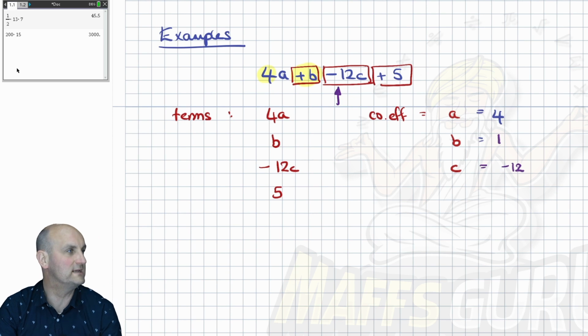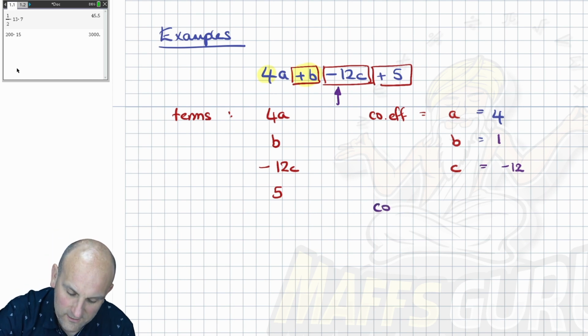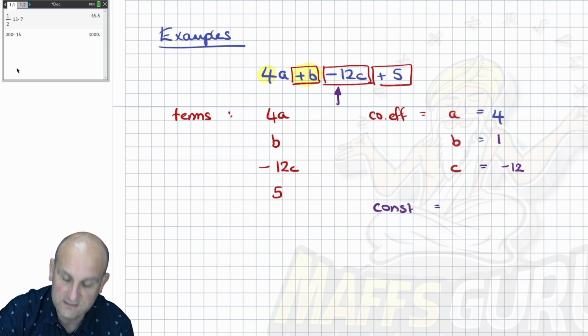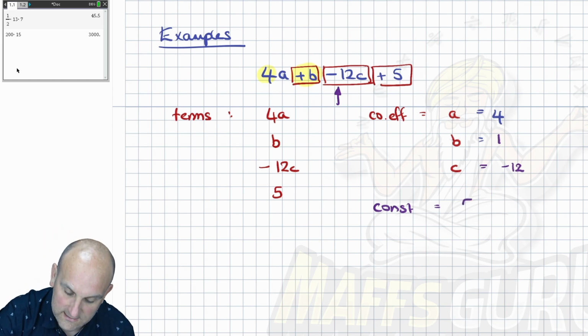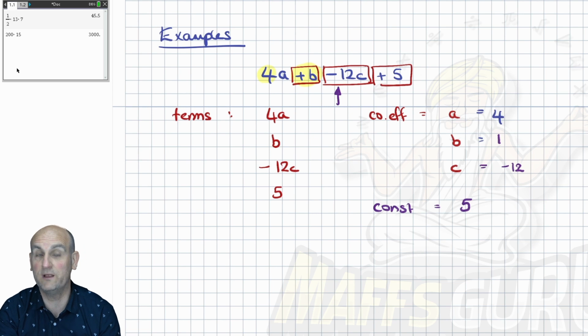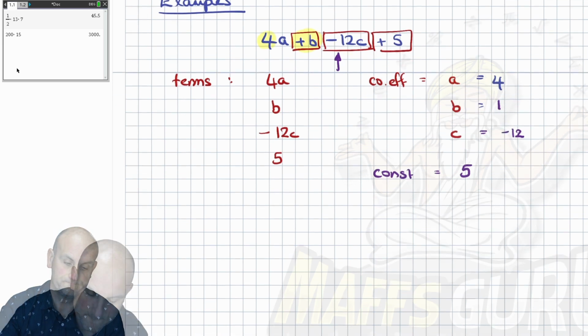Storming through this. What is the constant in that expression? We're not tricked by this anymore, thank you very much, because the constant is the thing without a letter. And so in which case, it's just going to be 5. I could write plus 5, it wouldn't be wrong, but 5. State the coefficient of B. Well, there we go. We're done for that example.